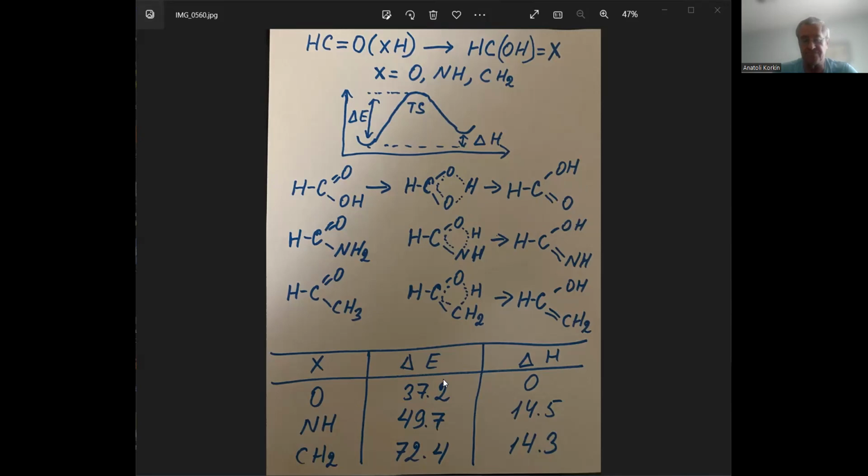So here's the energy I calculated. I'll tell you about the method I used. It's B3LYP 6-31G star. And the energy of the transition state in this series is going higher. And this is the heat of formation. So 0 obviously for the first reaction, and very similar for the other two.